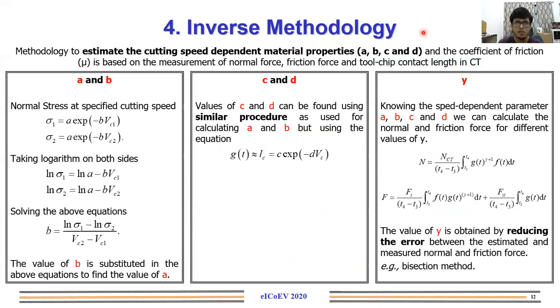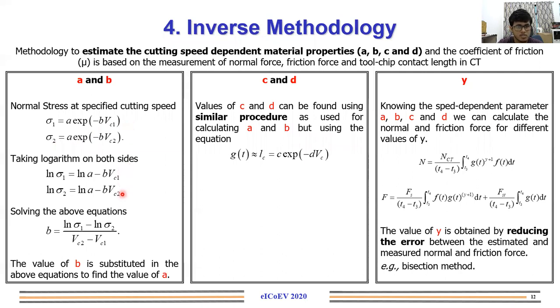Okay, so coming to the main inverse methodology which we are proposing over here. To predict the material dependent parameters A, B, C, D, and Y, we are going to use the previous equations which we studied from the previous slides. This equation can be looked upon in the previous slide. What we have done is we have taken two cutting velocities and calculated the normal stress for conventional turning.